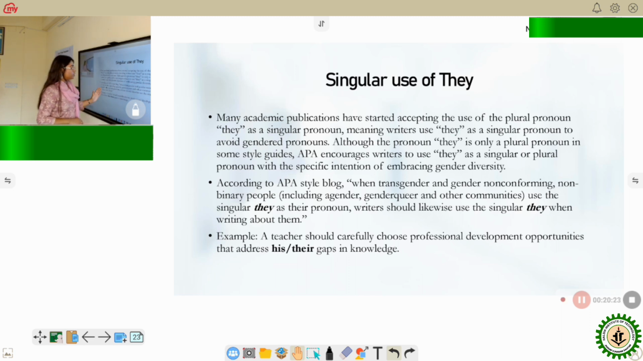So, a teacher should carefully choose professional development opportunities that address his gaps in knowledge. Say the teacher is not a he, okay, or is non-binary, or whatever be the case, we can use their gaps in knowledge. So even if the noun is singular, a teacher, we can use their to refer to the singular noun. So it is also recommended by the APA, American Psychological Association.